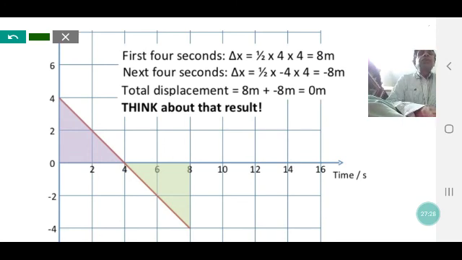For the first 4 seconds, the total displacement covered is equal to half into 4 into 4, that is 8 meter. And for the next 4 seconds, the total displacement is equal to half into -4. Here the perpendicular is -4, and the time axis is 4, that is -8 meter. Now the total displacement would be 0.